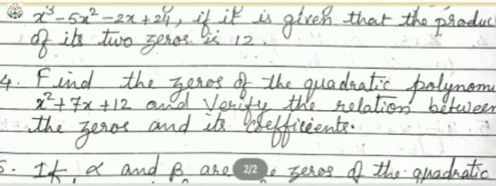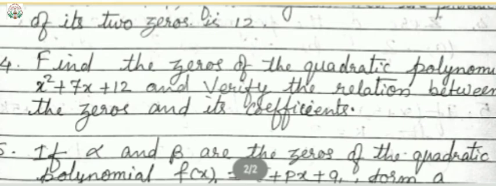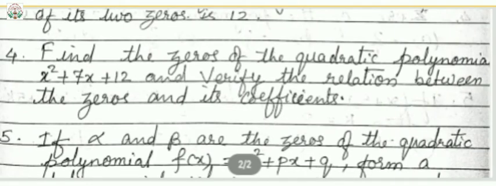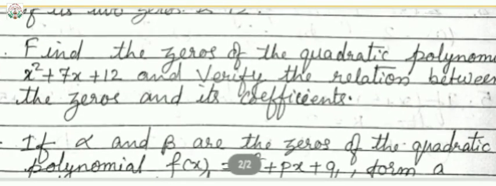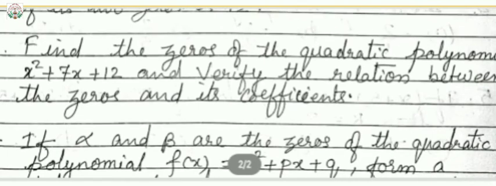Okay, now the fourth question is, find the zeros of the quadratic polynomial x square plus 7x plus 12 and verify the relation between the zeros and its coefficients. Means first split the middle term to get the zeros of the quadratic polynomial. After getting the zeros, first go for alpha plus beta. The sum of the zeros will be alpha plus beta, that is, put the values of those two, alpha and beta, because you got them from splitting the middle term. Okay, so put the values, you will get whatever value you are getting.